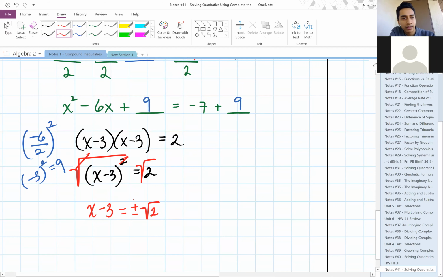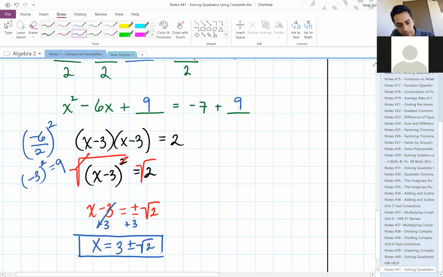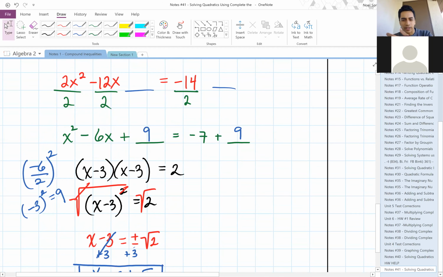Okay, so we're almost done. From here, add 3, add 3. Okay, x will equal, the 3 does not combine with the square root of 2. They have to stay separate. So you have 3 plus or minus root 2, and there's your solution there. Okay, so not a big deal if the leading coefficient is not 1. It's just one additional step to divide everything by a 2. All right, after that, no big deal. You keep going, business as usual.